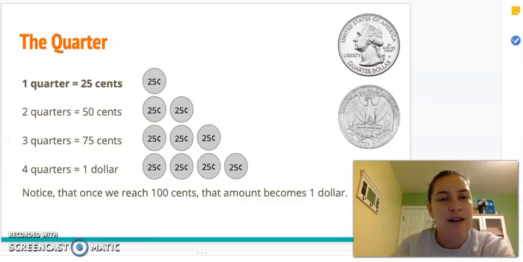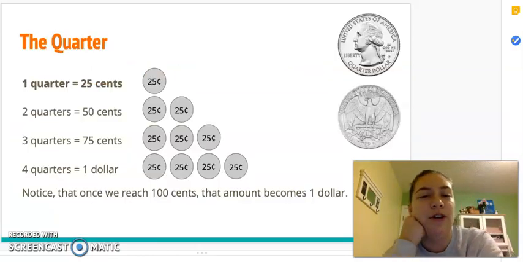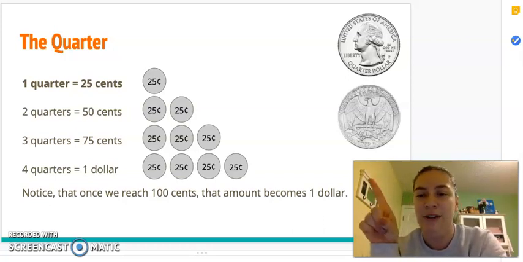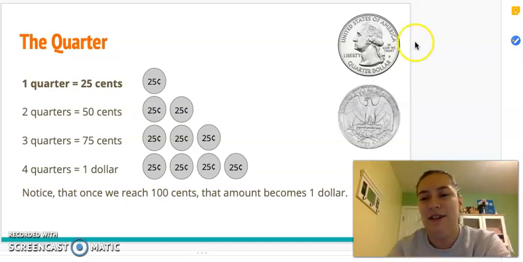Think to yourself, what do you think that might be? And the first one I want to talk about is the quarter. The quarter is worth 25 cents. 1 quarter is 25 cents. And you can see on the screen here I have a picture of the front of a quarter and then a picture of the back of a quarter.